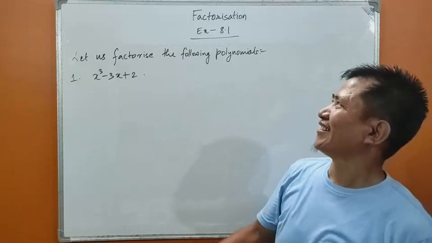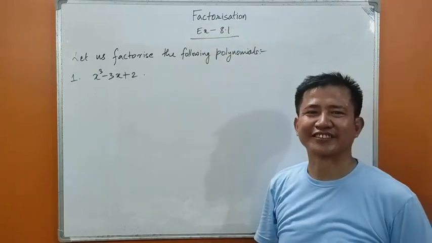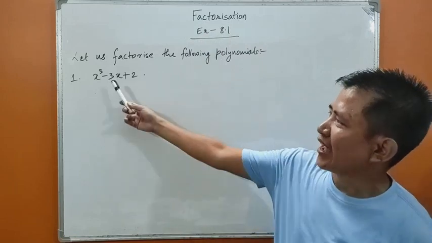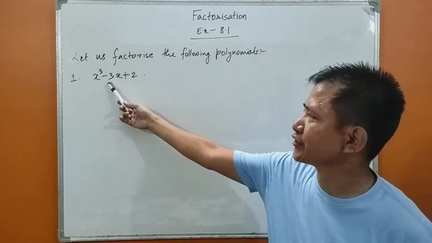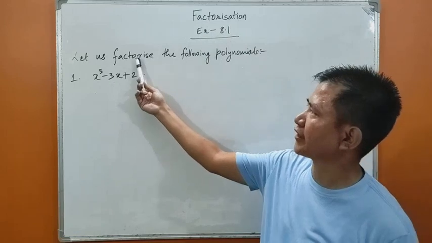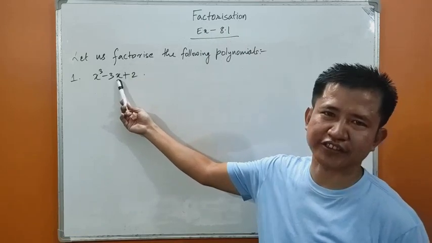Hello students, let's start a new chapter of factorization, exercise 8.1. I have already copied question number 1 here: factorize x cubed minus 3x plus 2. We are asked to factorize this expression.